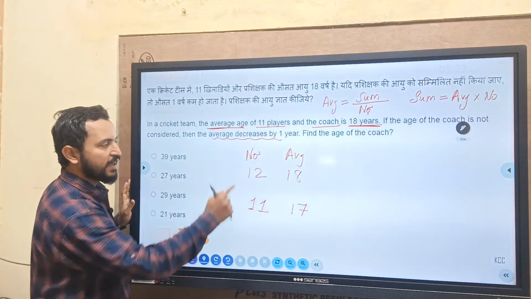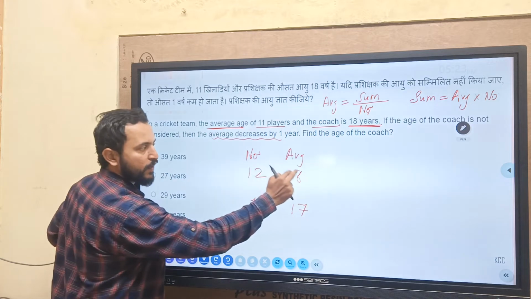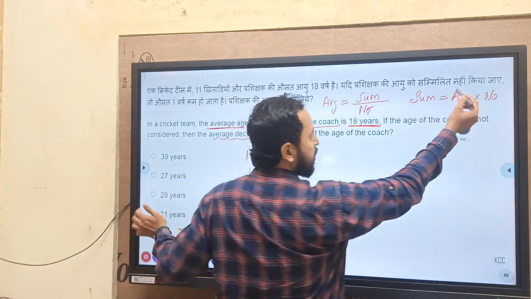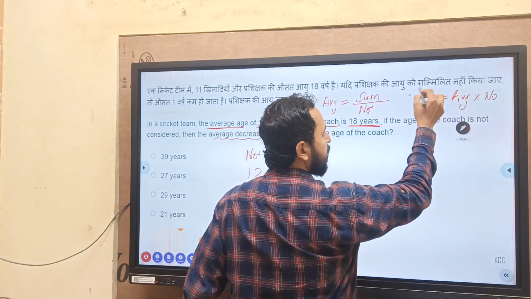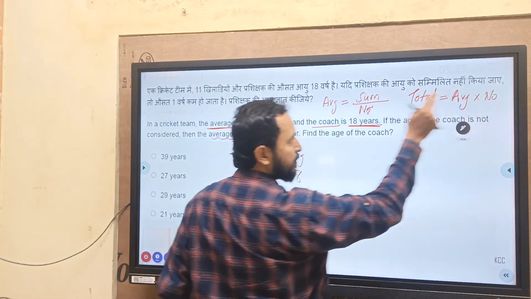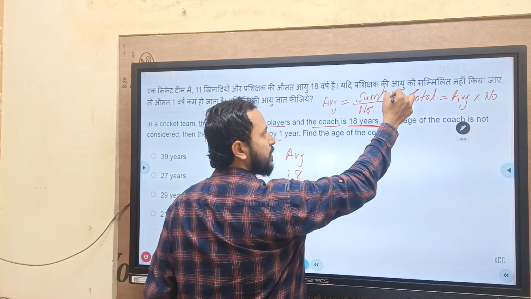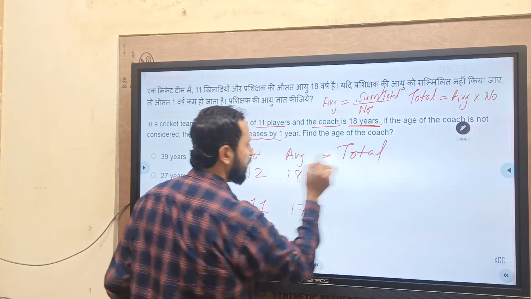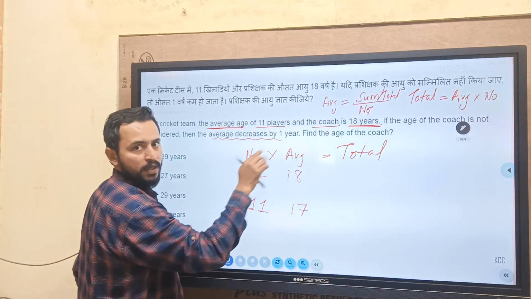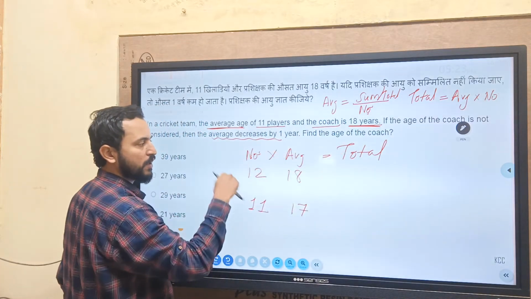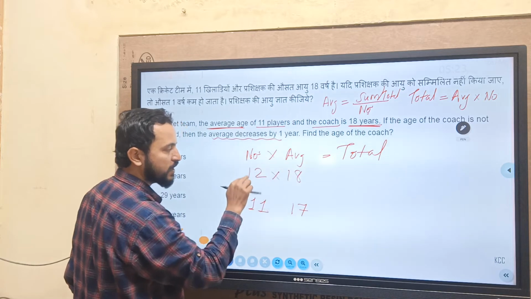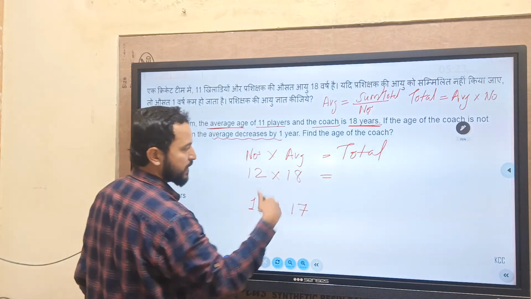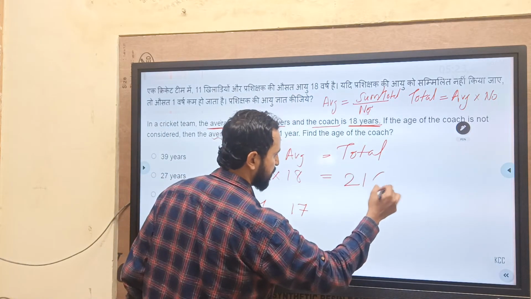Everyone just see. Number of persons 12, average is 18. I told you here sum is equal to sum or total, both are same. So total is equal to average into number. Let us find the total age of these 12 persons. 12 into 18. 18 2s are 36, 180 plus 36, 216.